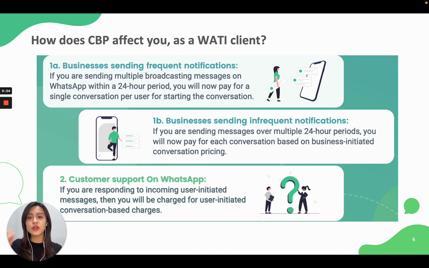So for different use cases, how will CBP affect you? There are a few use cases that people usually use the WhatsApp API for. First of all, that would be businesses sending frequent notifications. If you are sending frequent notifications as outbound messages or template messages, in the past you would be charged per message. And now you can actually send multiple templates to your user within a single conversation. So in this case, you will now only pay for the conversation instead of the multiple template messages that you will have.